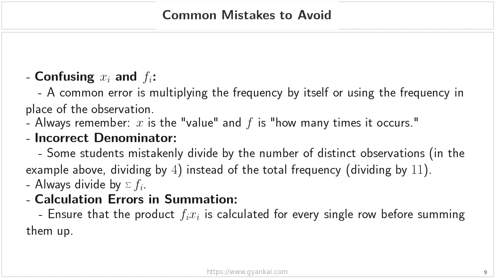Finally, be careful with calculation errors during summation. It might seem simple, but it is easy to miss a row. Ensure that you have calculated the product of f sub i times x sub i for every single row in your table before you begin adding them all up to find your total sum. Taking your time with each individual multiplication will ensure your final summation is accurate. Now, before we wrap up our lesson, I want to pause and discuss some common pitfalls. Even if you understand the formula, it is very easy to make small errors that can lead to the wrong final answer.